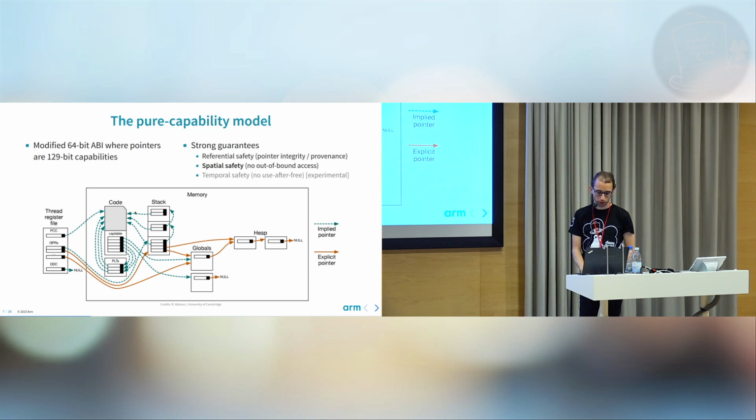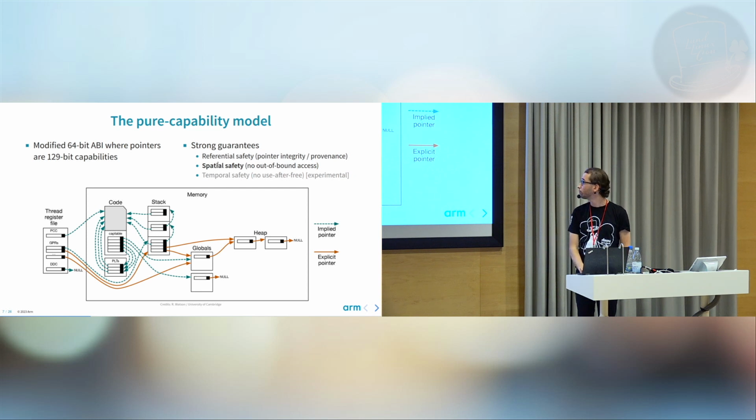So what does that give us? Well, the first thing it gives us is something that's quite important for the CHERI guys: this referential safety idea that a pointer can only be obtained through, as I mentioned, a series of valid operations. So you cannot create them out of thin air. And you have pretty strong guarantees there. But what interests us more is spatial safety, so essentially preventing any kind of out-of-bound access. And that's something that this model gives us pretty much by design.